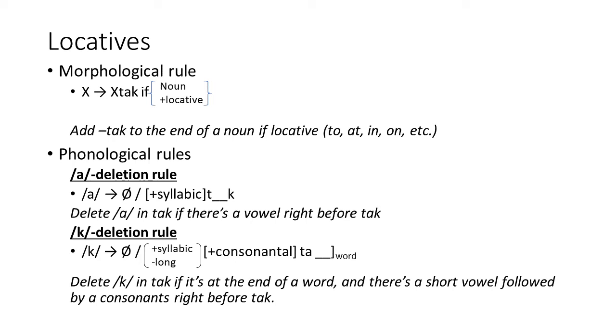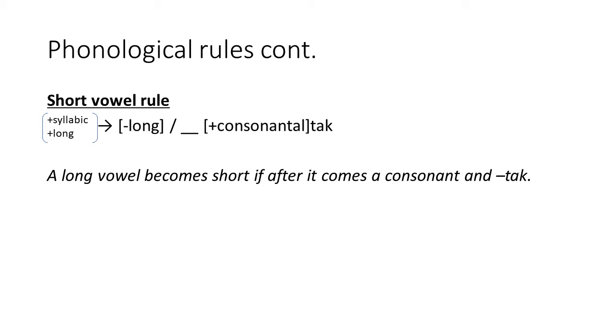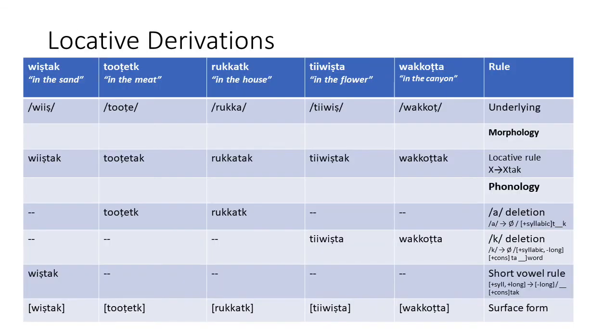Next, a third rule that's important, I just call the short vowel rule, is when a long vowel becomes short. That's what minus long means, it just means short. A long vowel becomes short if it is followed by a consonant and tak. So you'll see this in this next derivation. Hopefully you'll understand it more.